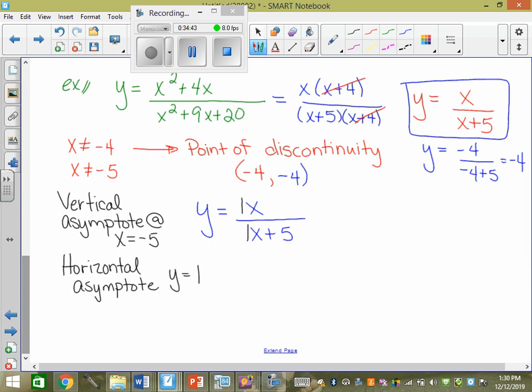I know right off the bat, to draw this graph, I can put my asymptotes in at the very least. So I can do the three things I know I have. I have a horizontal asymptote at y equals 1.